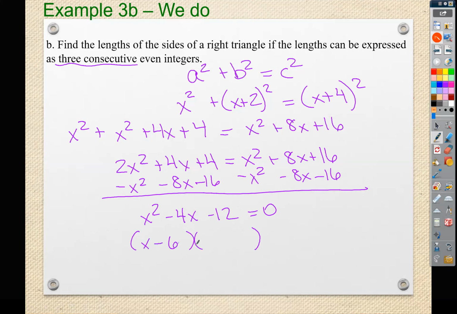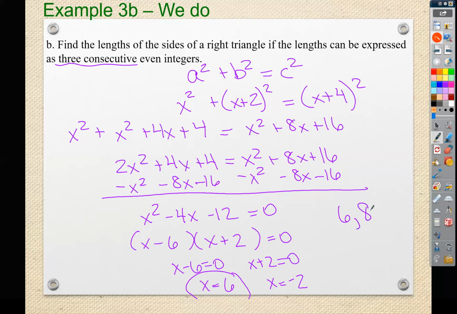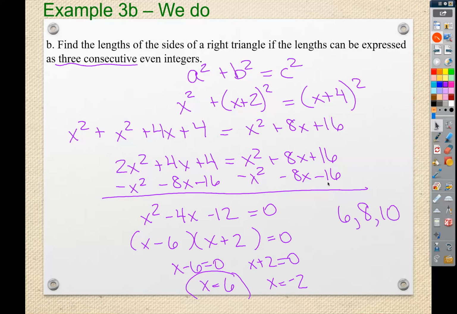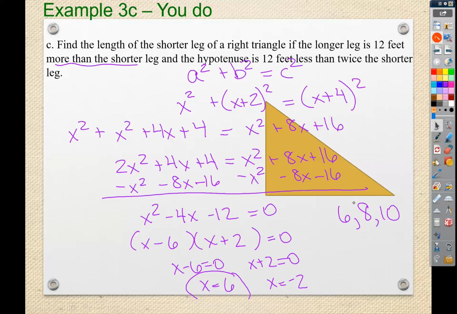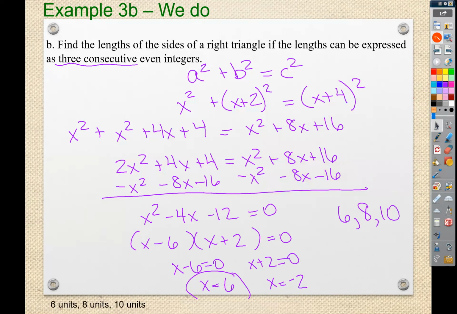I'm going to factor that as (x minus 6) and (x plus 2). So I'd get x minus 6 equals 0 and x plus 2 equals 0. So x would equal 6 and negative 2. But these are lengths of a triangle, so it can't be a negative length. So your first length is 6, and if these are consecutive even integers, it would be 6, 8, and 10. There we go, 6, 8, and 10 units.